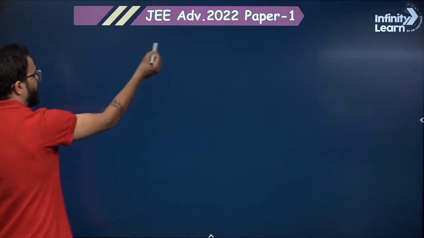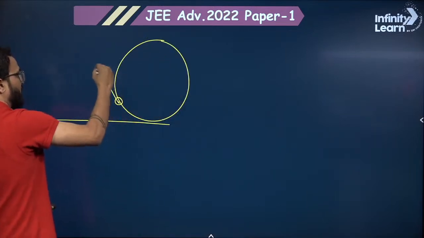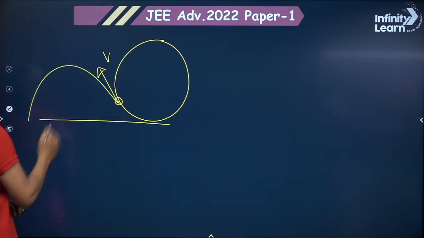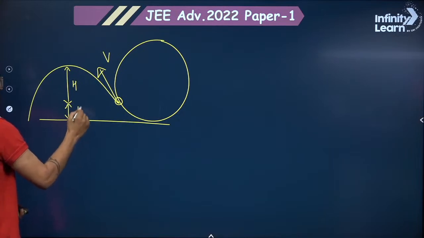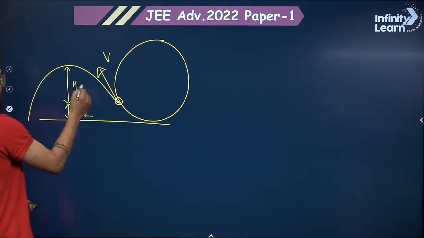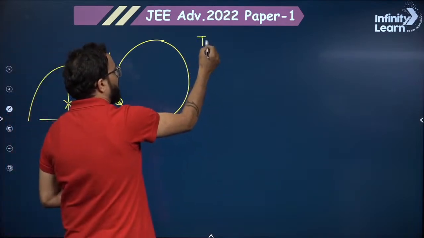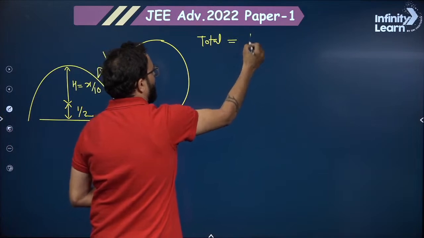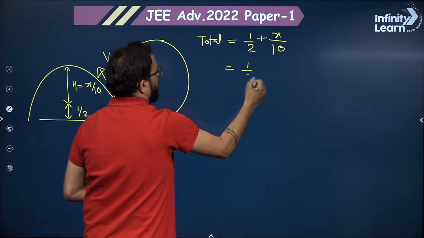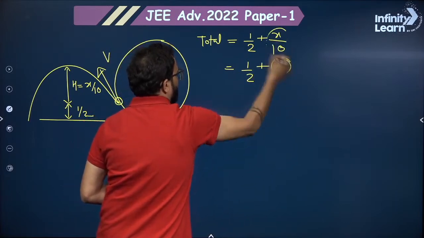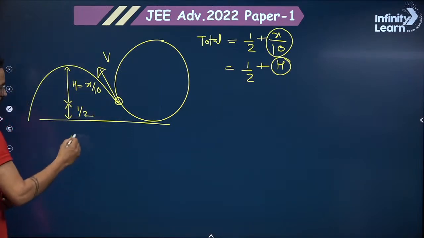Let's have a look. So what is happening? I'll redraw the diagram. So at this point, it goes like this with velocity v, and it comes like this down. So we just have to find out this capital H, because this is already half given to us. And according to the question, this is x by 10. Yes, because they have given total height is 1/2 plus x by 10, and according to us, what is the total height? 1/2 plus capital H. So can we compare x by 10 and H? Okay, so we will say just find out H. So what is H here?